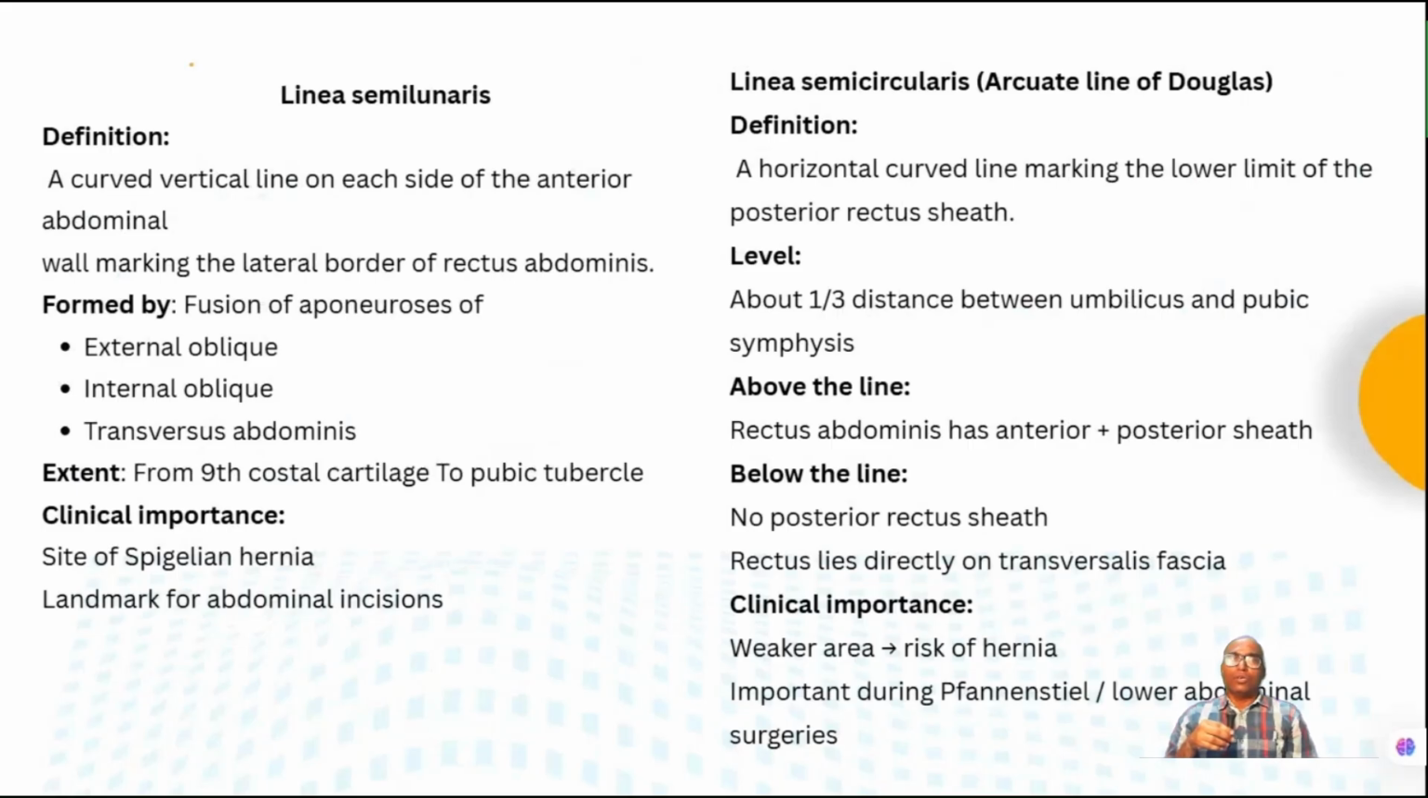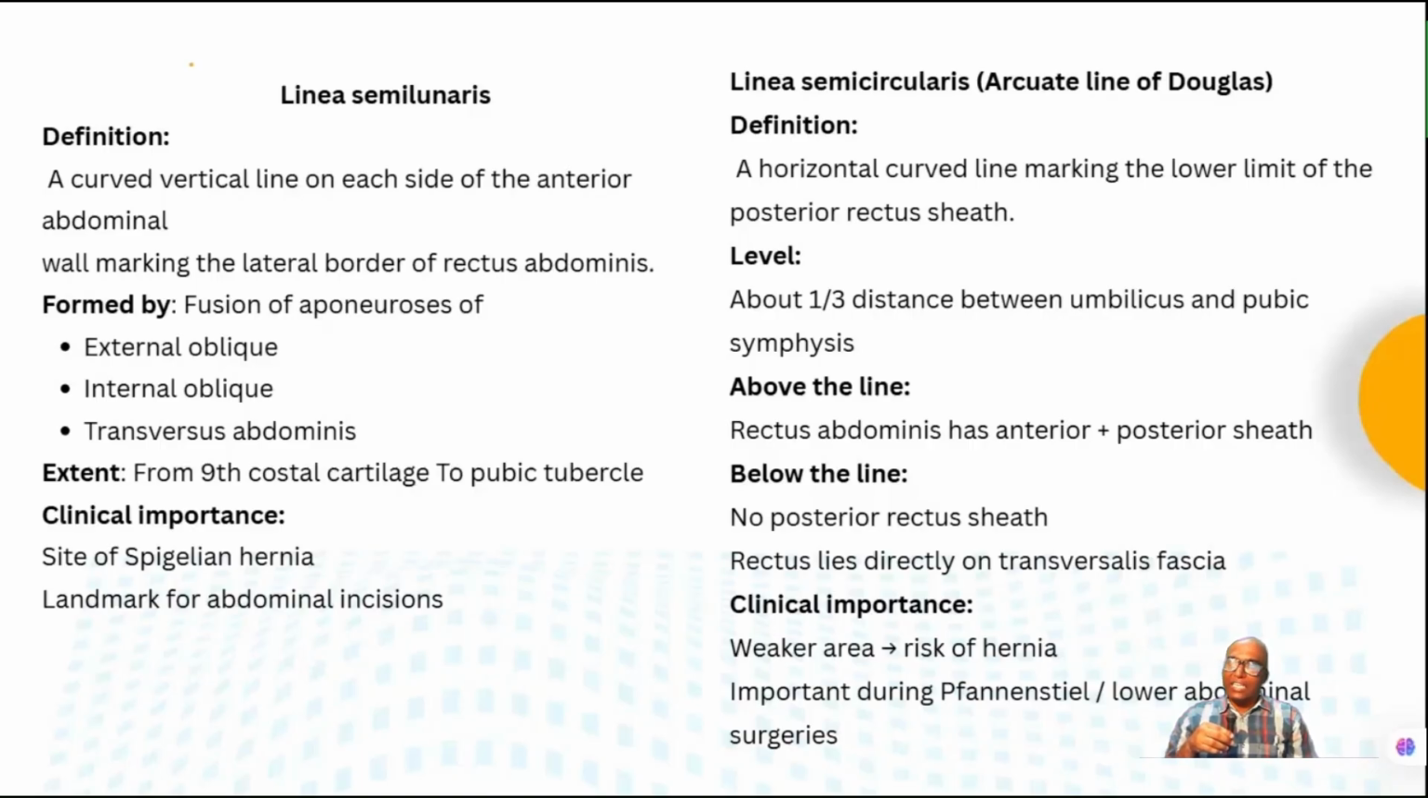Okay. So I just mentioned that there are two things. One is linea semilunaris and second is linea semicircularis, also called the arcuate line of Douglas. Linea semilunaris, I have just explained. It is nothing but the lateral border of the rectus. The curved vertical line on each side of the anterior abdominal wall marks the lateral border of the rectus abdominis. It is formed by the fusion of the aponeurosis of the external oblique, internal oblique, and transversus abdominis. It extends from the ninth costal cartilage to the pubic tubercle. Clinical importance: it is a site of Spigelian hernia and a landmark for abdominal incision. This is the linea semilunaris.